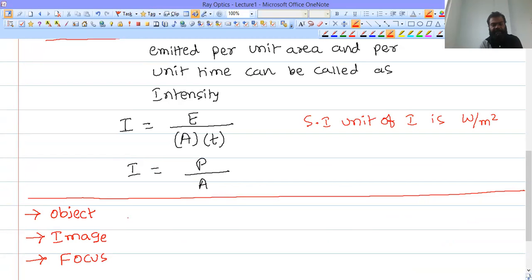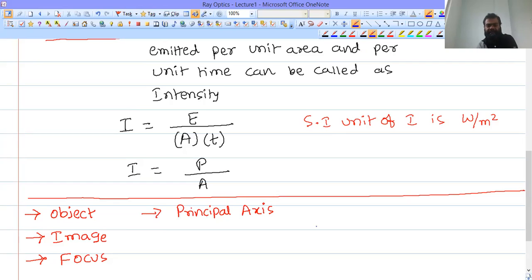Okay, like this, we are having the definitions. And then principal axis. Okay, fine. Firstly, we'll see what is meant by object. What is meant by object?